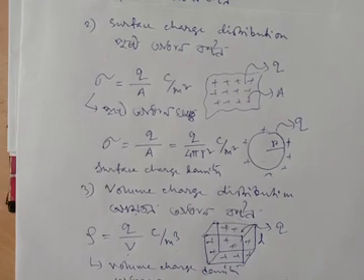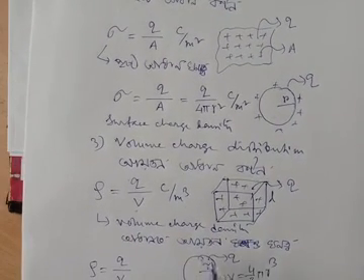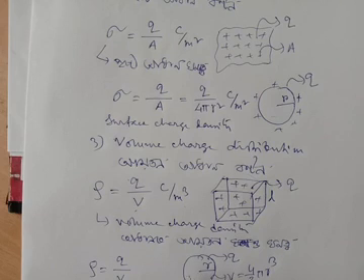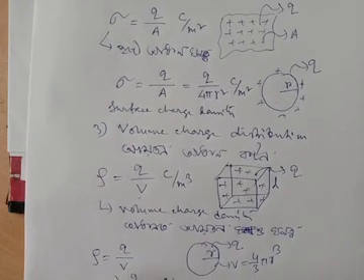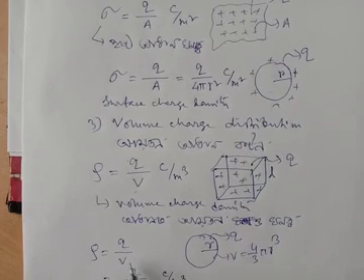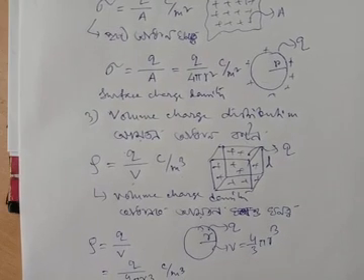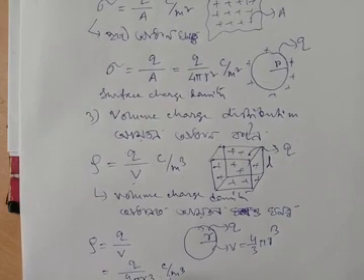For example, let us consider a sphere of radius r. Suppose Q charge is distributed over the sphere uniformly, or within the sphere uniformly. Then what is rho? Rho is equal to Q by V, charge per unit volume. Volume of a sphere is given by 4 by 3 pi r cube, coulomb per meter cube. Okay, this is our volume charge density.